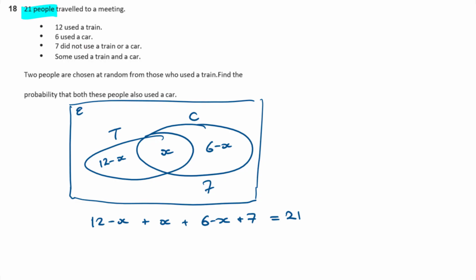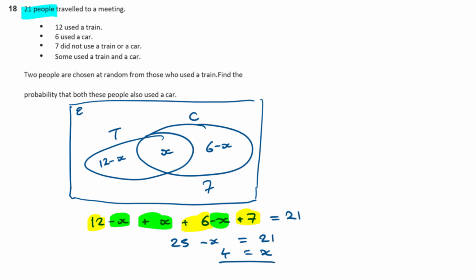Which is everybody. Okay, so collecting like terms, I've got 12, 6 and 7, and I've got minus x and minus x. So let's just add those up. 12 and 6 is 18 plus 7 is 25. So 25, and I've got minus x plus x minus x, which comes to minus x equals 21. Okay, so adding x to both sides, taking 21 away from both sides, I'm going to get 4 is equal to x. Okay, does that make sense?